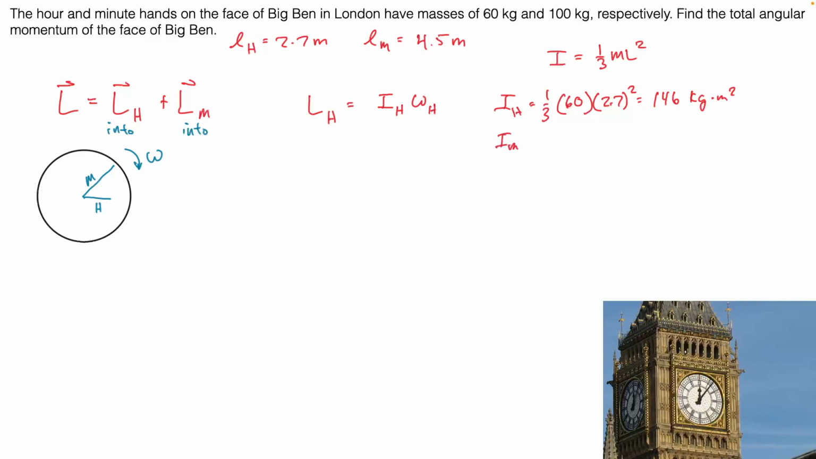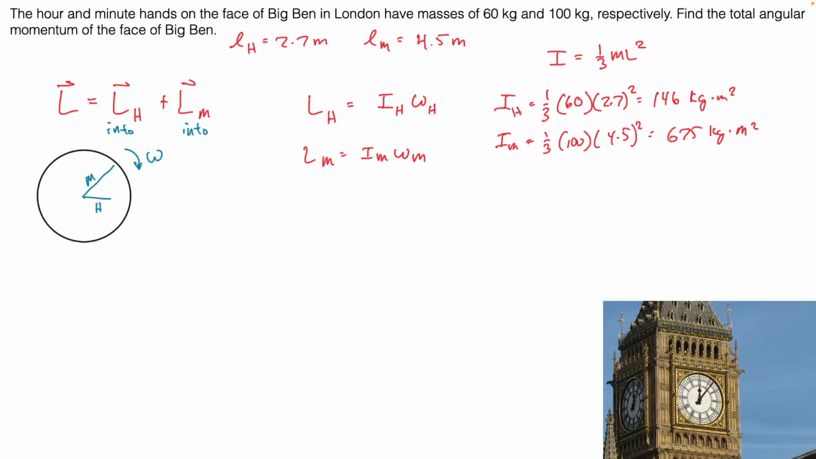And then for the minute hand, same equation, different numbers. 4.5 meters squared. And I got 675 kilogram meters squared. All right, so there we go. We got them both. And of course, we're going to find the angular momentum of the minute hand by doing exactly the same thing, but with all the minute hand's data. All right, so what about angular?